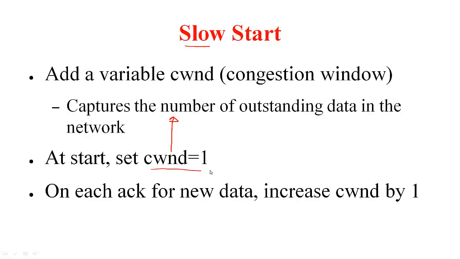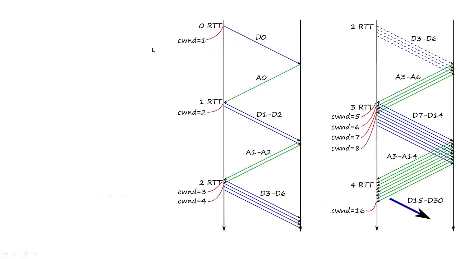Now, having set this CWND equal to 1, what this does is that on each acknowledgement for new data, it is going to increment this CWND by 1. That is, it is making use of the self-clocking mechanism to increase the congestion window. So this is what it boils down to. It starts out with a window size of 1. Thereby it sends the first packet, which I am indicating by D0.